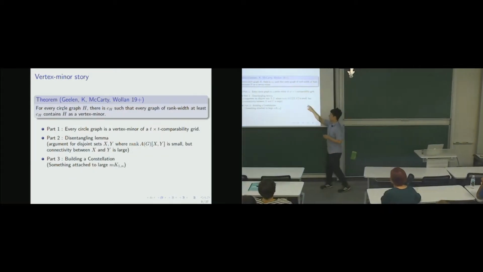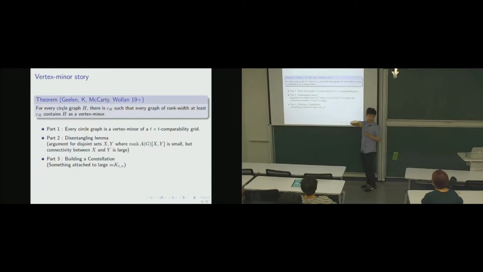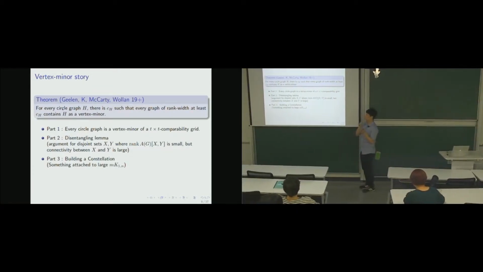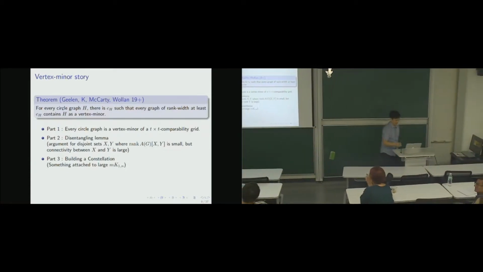But the second part is actually the original paper by Sang-il. There is a theorem that if the connectivity is large, you can take some vertex-minor. But we cannot easily use the theorem because it doesn't guarantee that x and y stay the same. So we have some construction on x union y, and we don't want to change x union y. Our theorem will ensure that x and y stay the same.